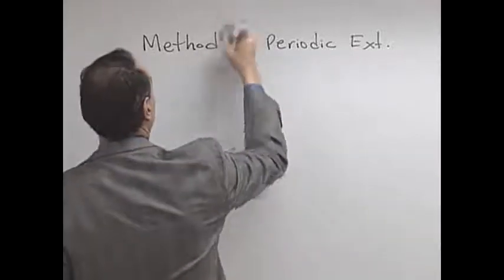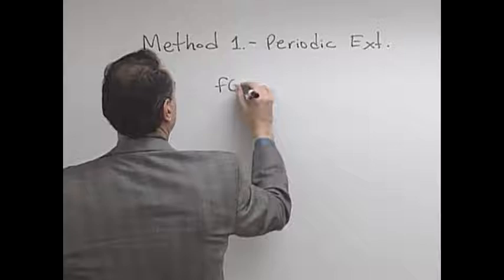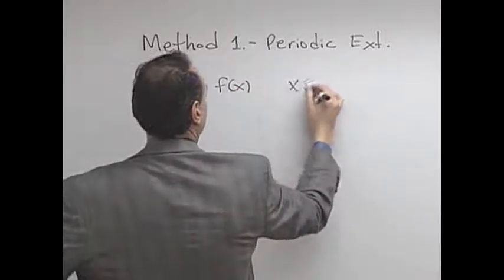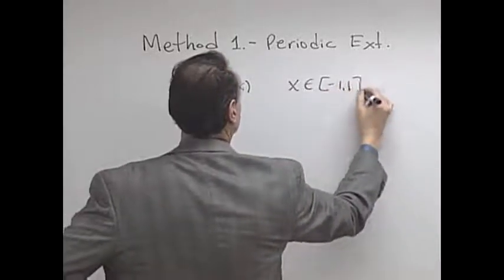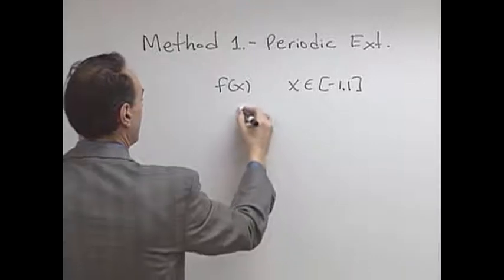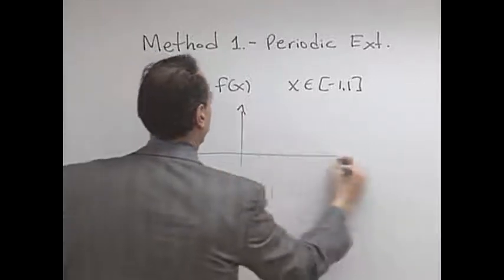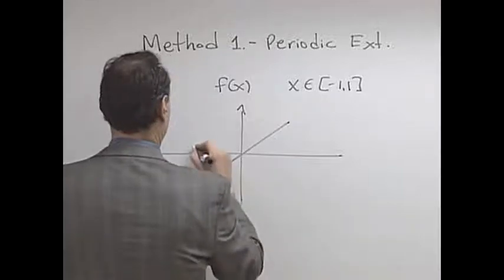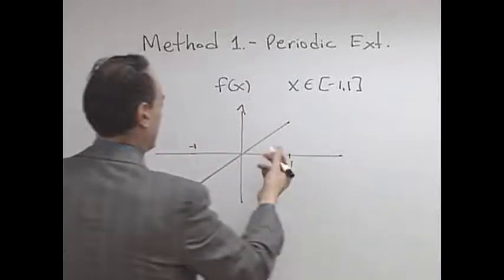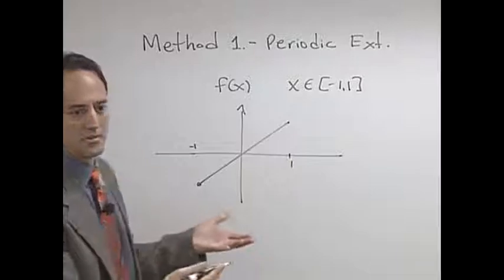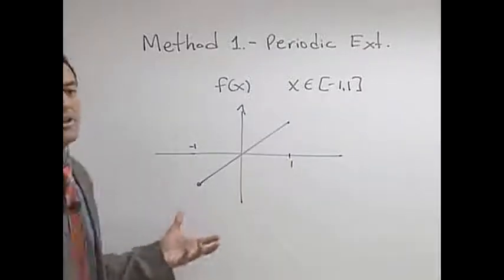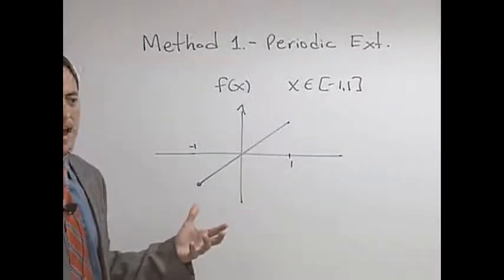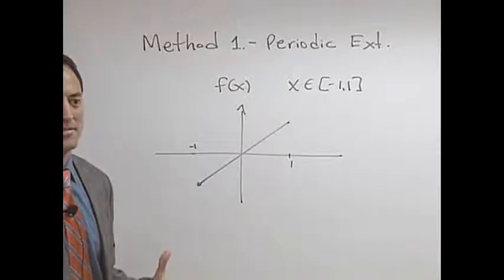So for instance, I have some function, let's call it f of x, on some domain, -1 to 1. Let's take a simple function: f of x equals x, for instance. Simple line. That's clearly not periodic. I'm going to make it periodic.